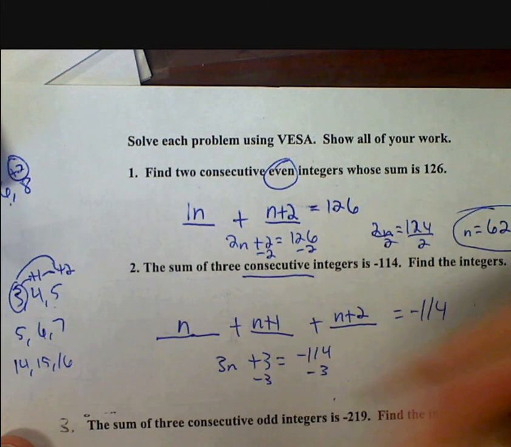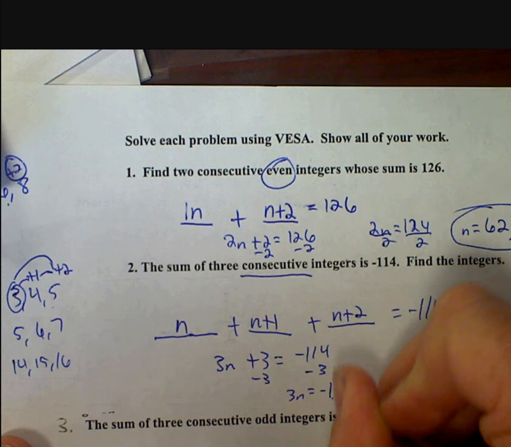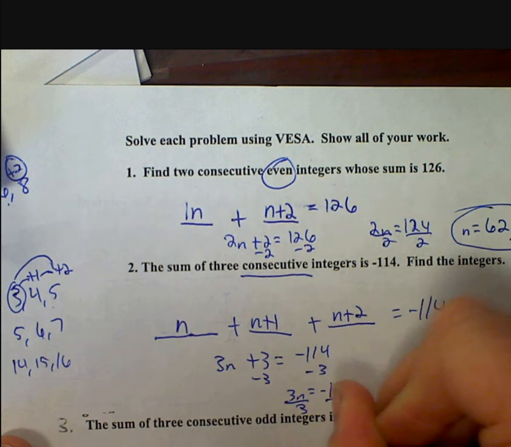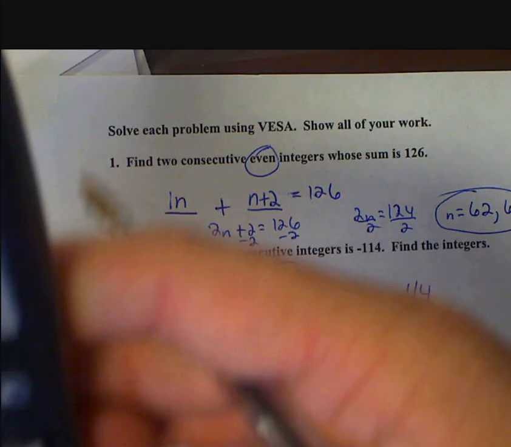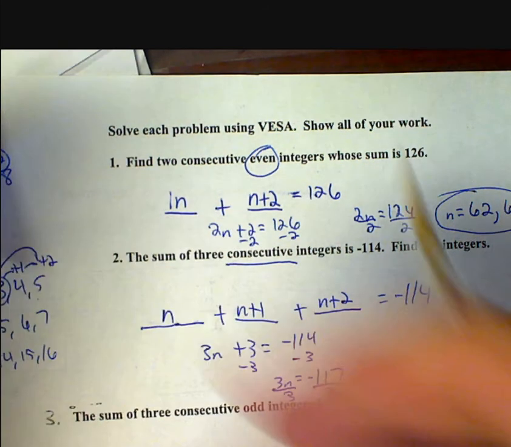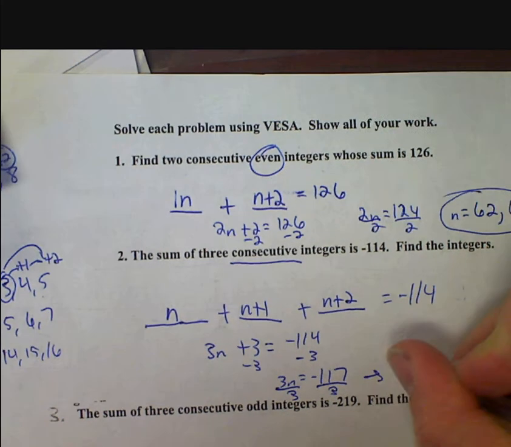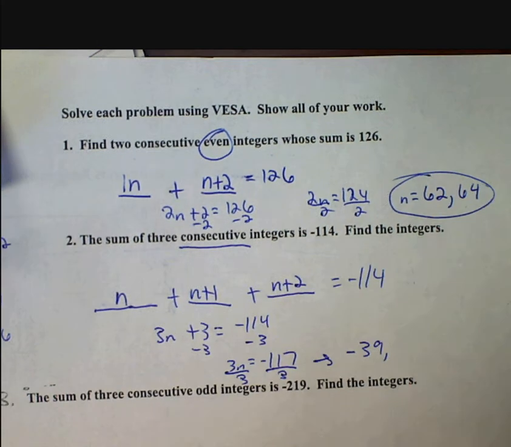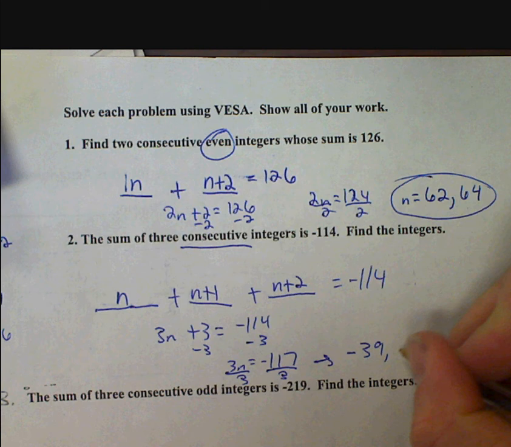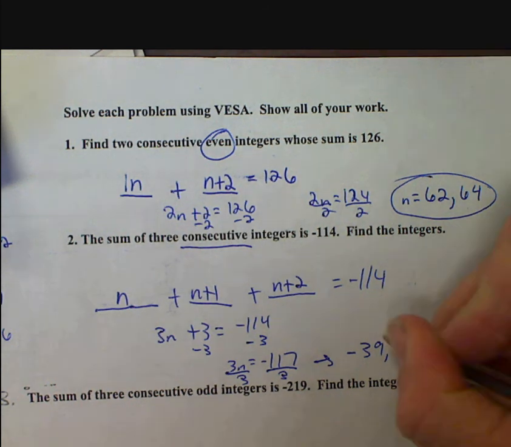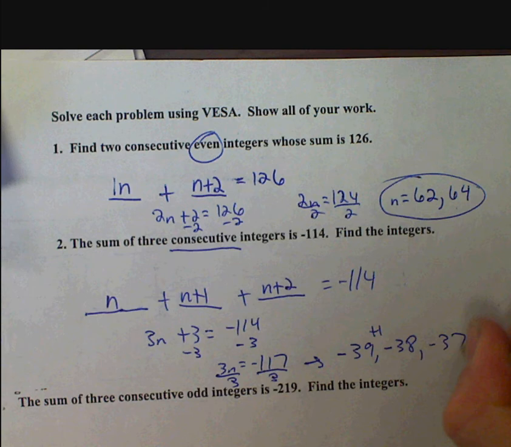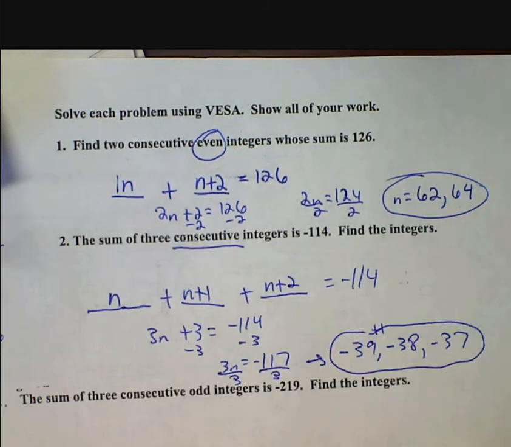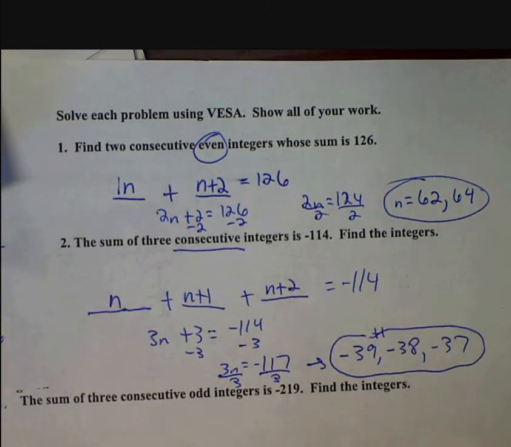Minus 3 minus 3, 3n equals negative 117. Divide by 3, divide by 3. Let me get a calculator. So 117 divided by 3 gives me 39. This would be negative 39, and the next integer would be negative 38 because I have to add 1, which means I'm actually going less negative, and negative 37. If you add those three numbers, we are guaranteed for those to give negative 114.